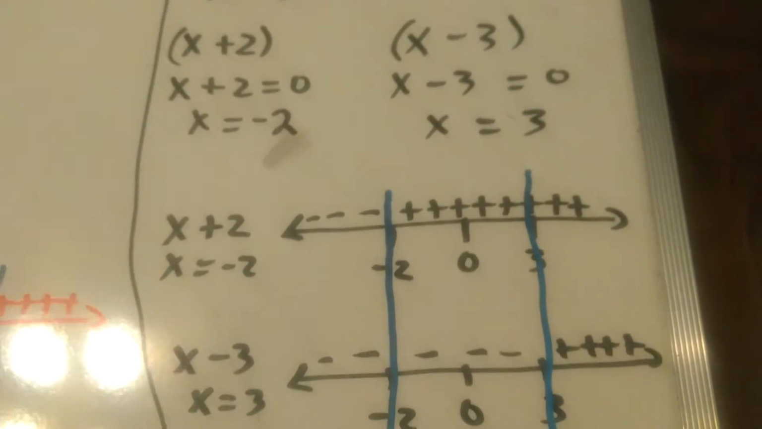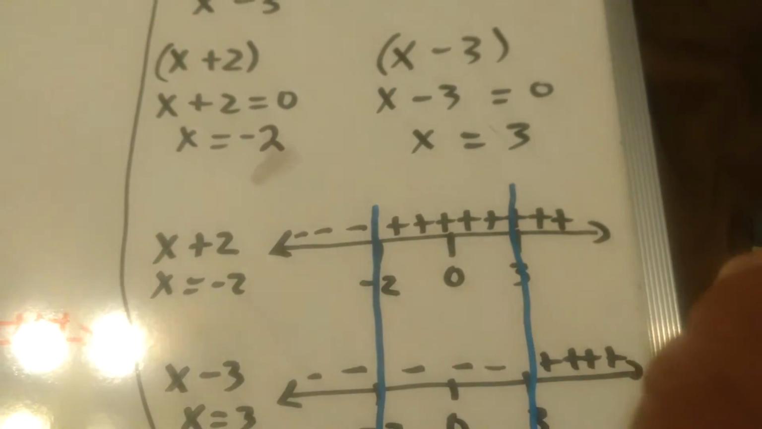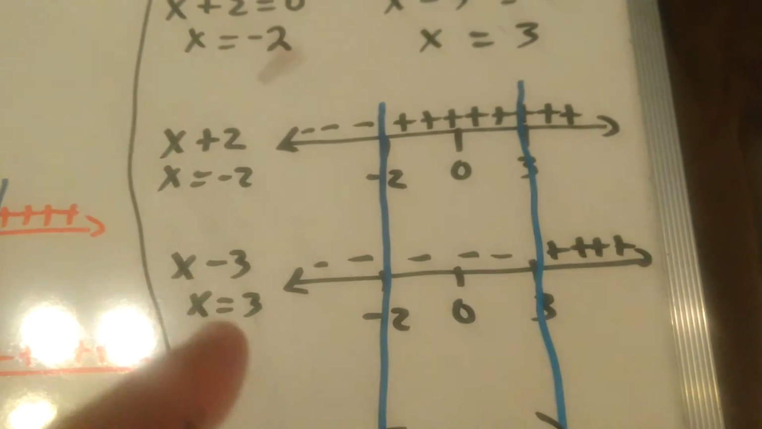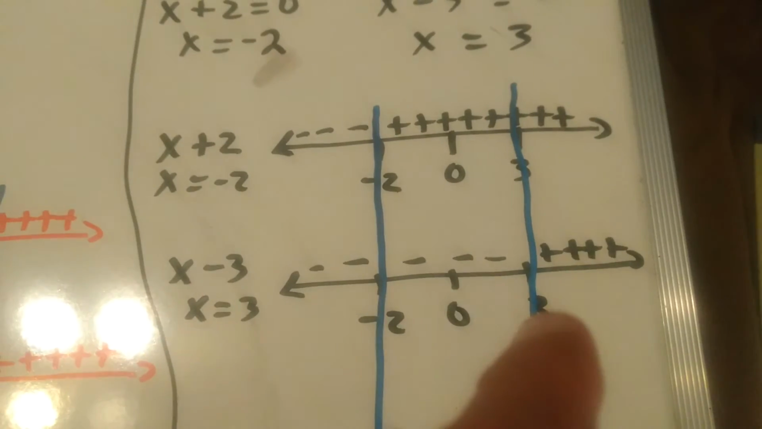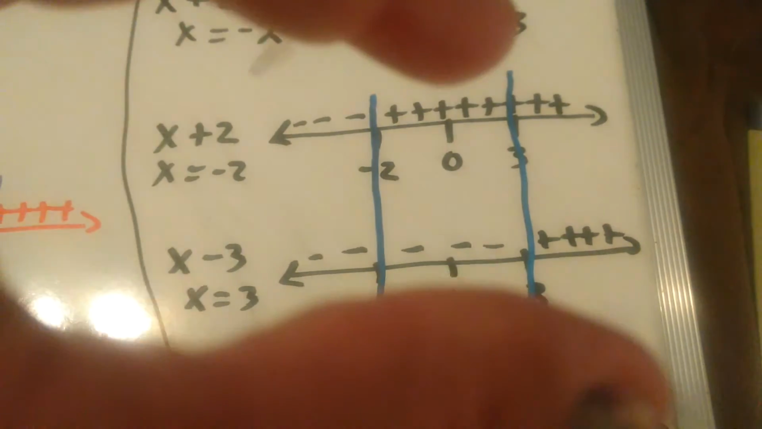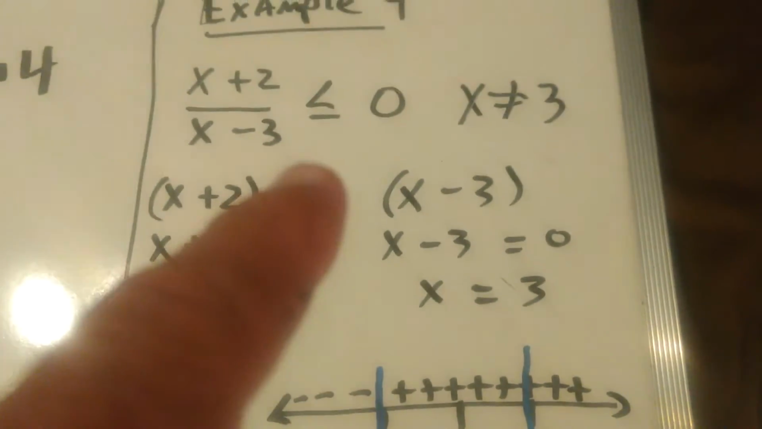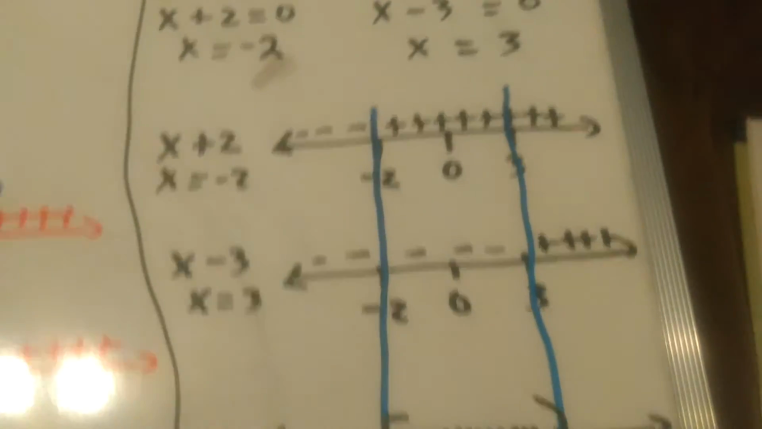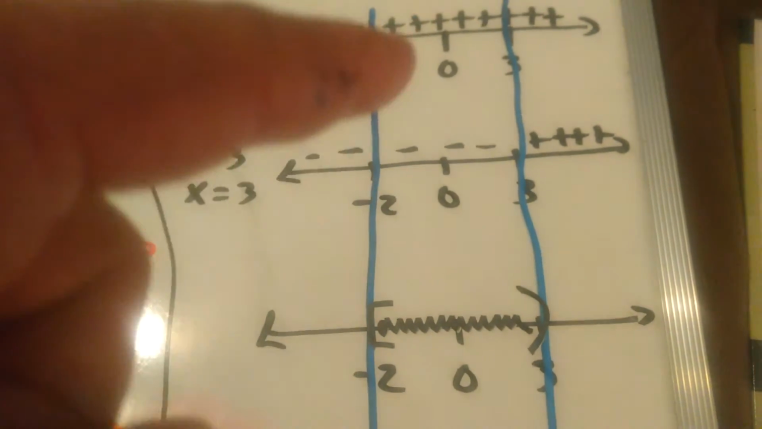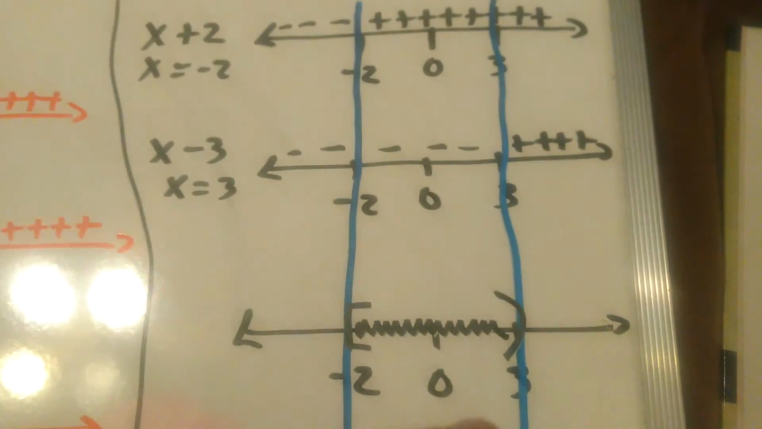Now let's graph them separately. The x plus 2, 0 at negative 2. Everything to the right of negative 2 is positive. Anything to the left is negative. x minus 3, we got the 0 at 3. Anything to the right of 3 is positive. Anything to the left is negative. If we bring these two graphs together, remember we're looking for less than or equal to 0, so we're looking for negative. So if we look at this, negative times negative is positive, so we can't use it. Positive times negative, we can use this area. Positive times positive, positive, we can't use it.